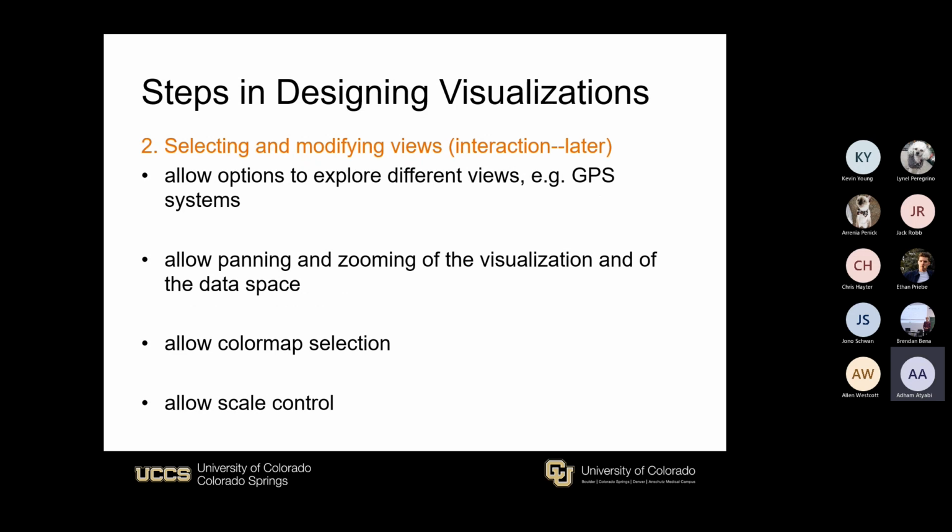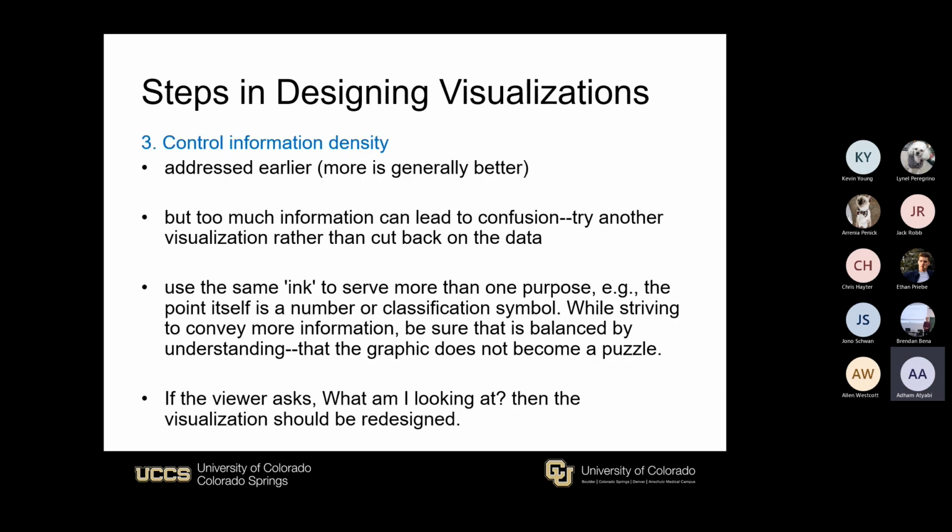Is the second step in designing visualization, which is selecting and modifying views. You have to allow options to explore different views, like GPS systems. Allow panning and zooming of the visual and of the data space. Allow color map selections, and you should allow escape control. The third step is control information density.